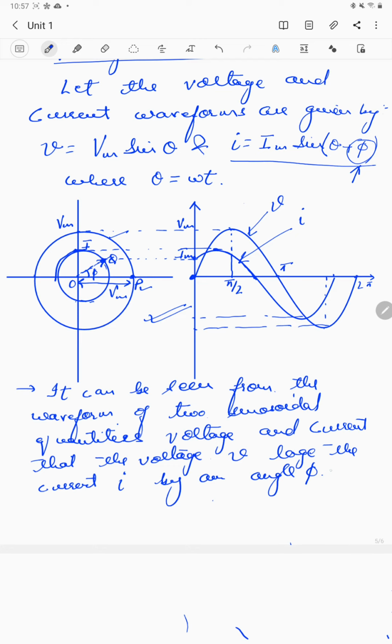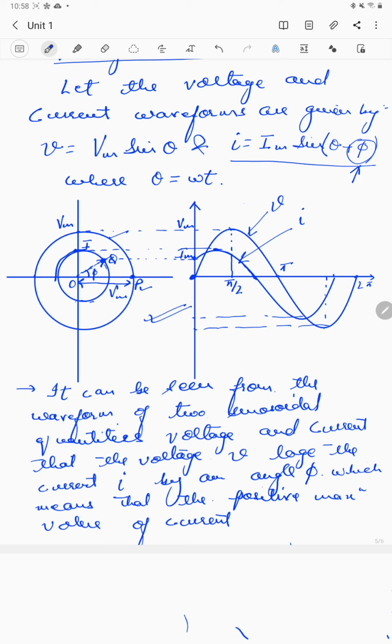Which means that the positive maximum value of current is reached earlier by an angle phi. Here you saw that the voltage maximum happens here at 90 degrees, and the maximum current happens here. What is the angle between the two? This is phi.